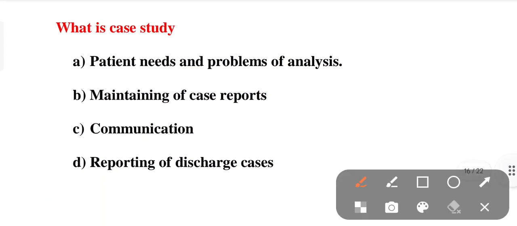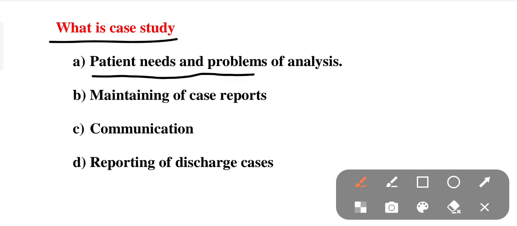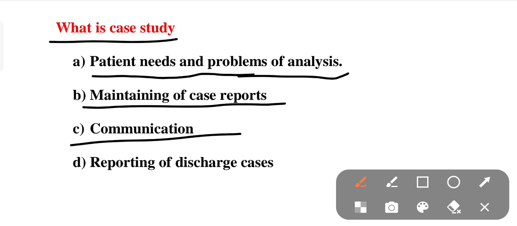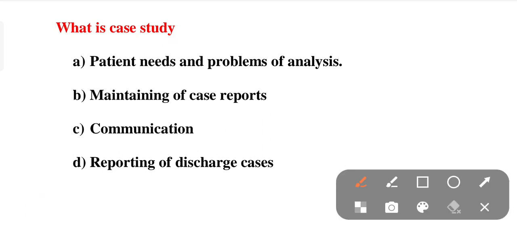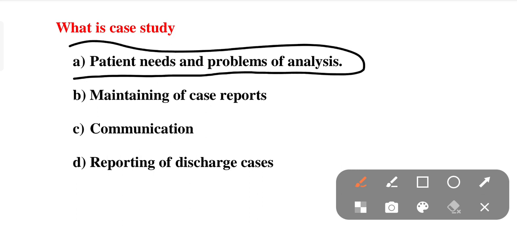So the next question is, what is a case study? Commonly we will take a case study during our college days. Options are A, patient needs and problem analysis, B, maintaining of case reports, C, communication, D, reporting of discharge cases. So the right one is A: a case study is nothing but patient needs and problem analysis.